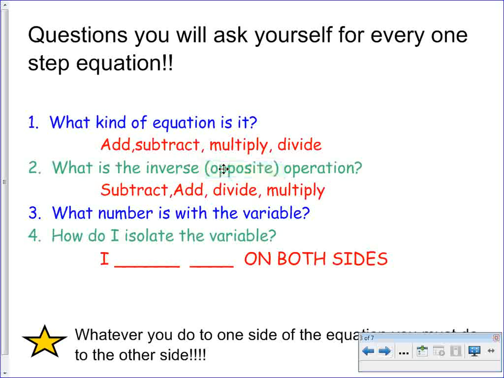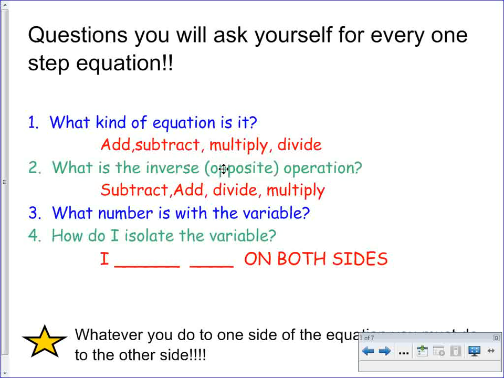You guys have been asked this a couple times before when we were solving proportions. Whatever number is with the variable, that's the most important number, because that's the one that we're going to use to isolate the variable, which gets us into question 4. How do we actually isolate it? Every time I ask you guys, how do I isolate the variable, I want this sentence to be said. I blank blank on both sides.